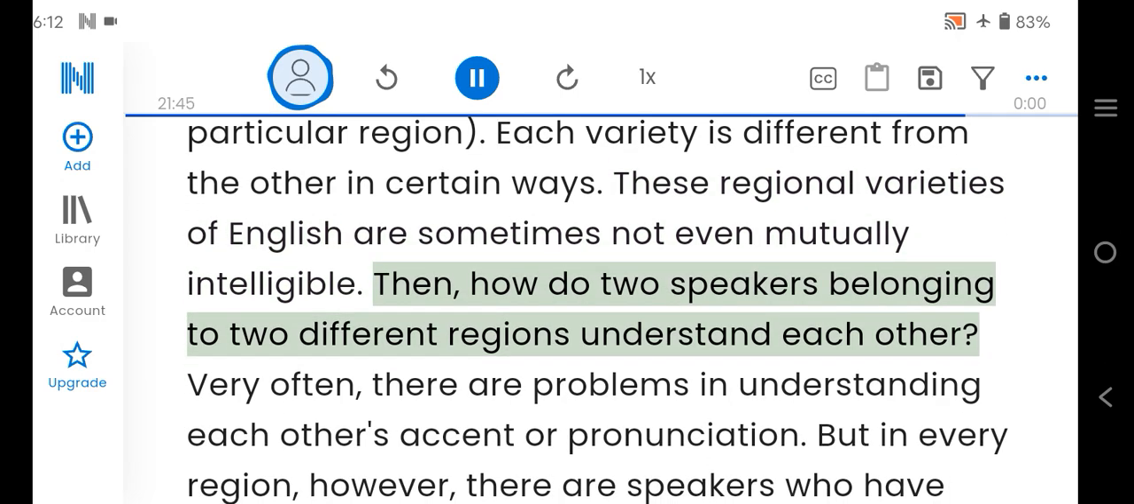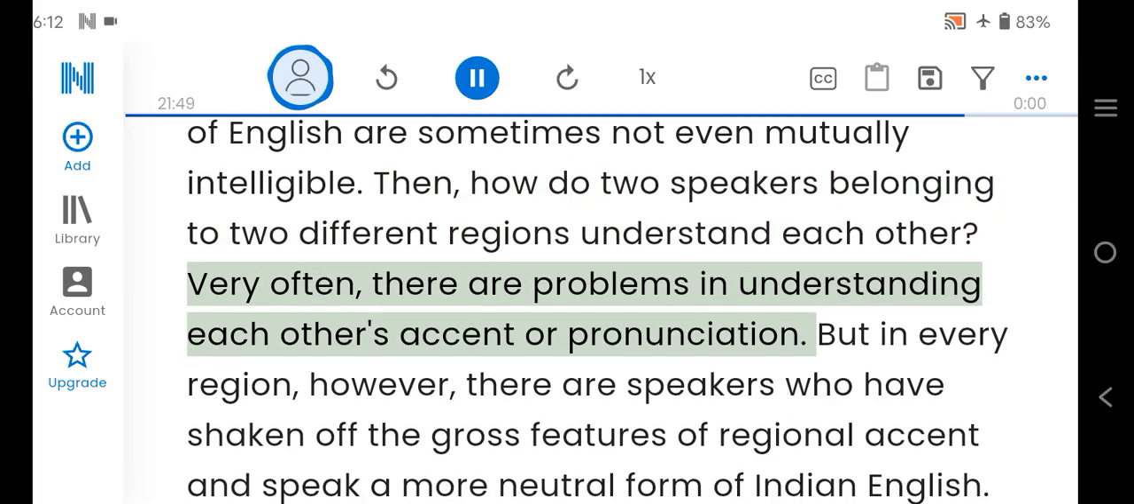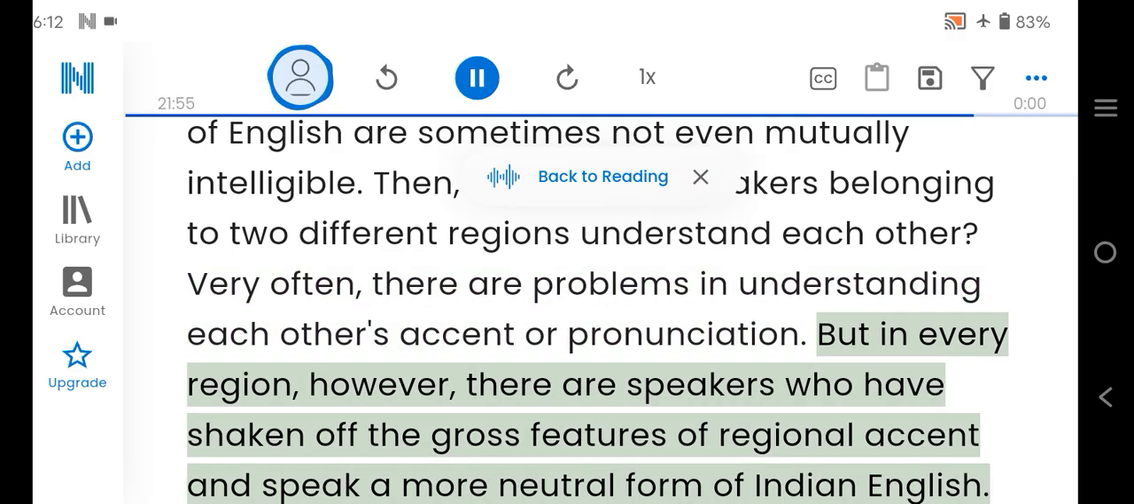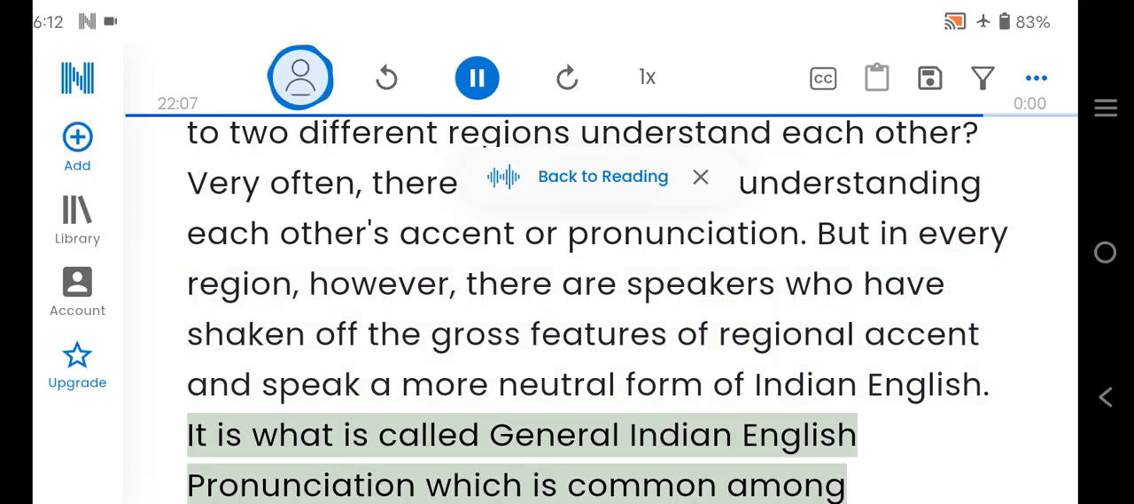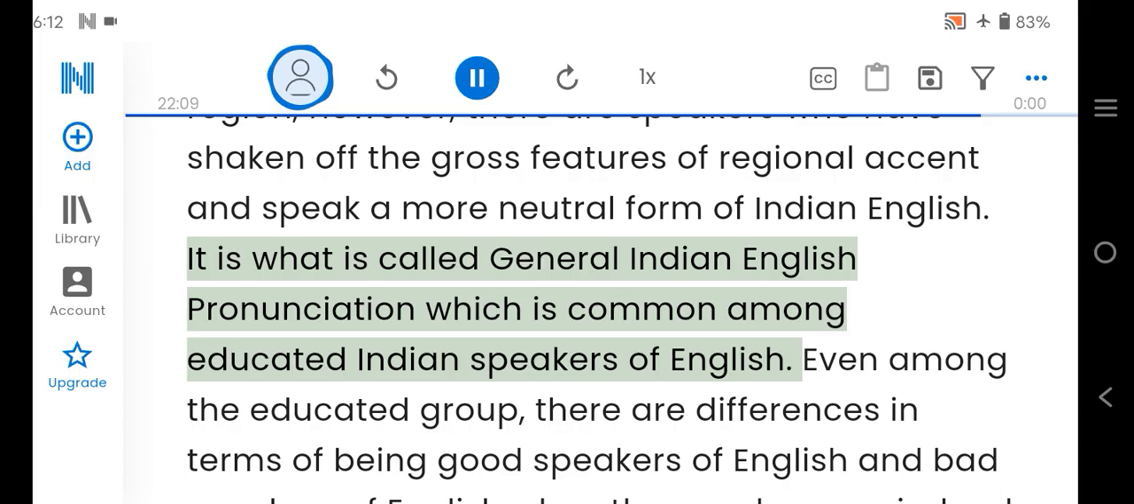Then, how do two speakers belonging to two different regions understand each other? Very often, there are problems in understanding each other's accent or pronunciation. But in every region, however, there are speakers who have shaken off the gross features of regional accent and speak a more neutral form of Indian English. It is what is called general Indian English pronunciation, which is common among educated Indian speakers of English.